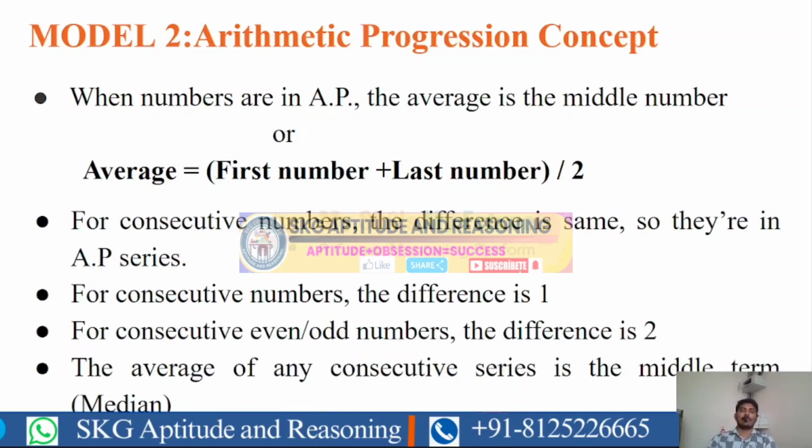As I told in the previous session, for consecutive numbers, the difference is always the same, that is 1. For consecutive odd or even numbers, the difference is always the same, that is 2. And when the numbers are in a consecutive series, the middle number will be the average of the given numbers. These are the points we covered in the previous session.